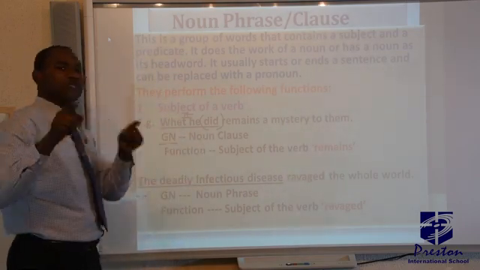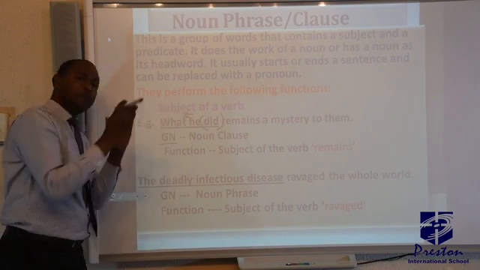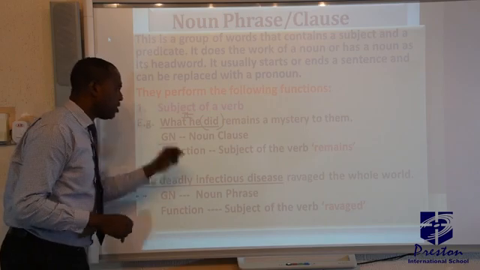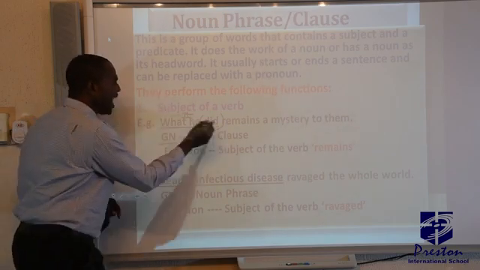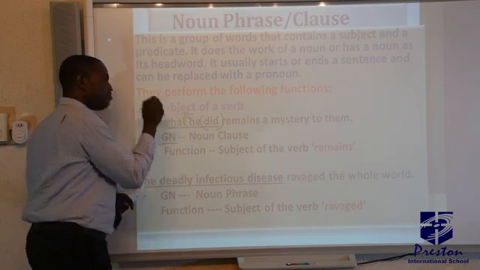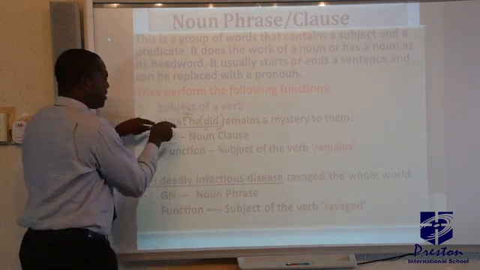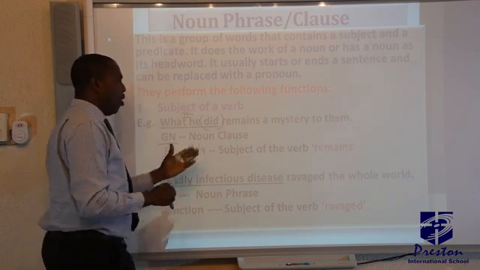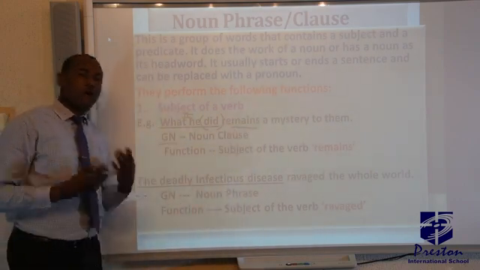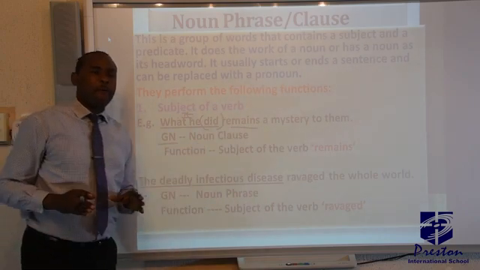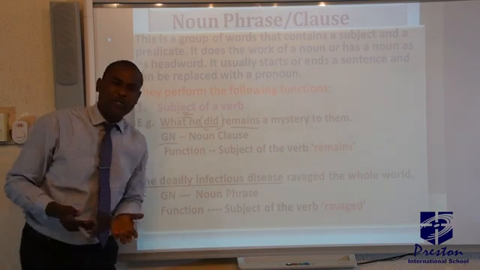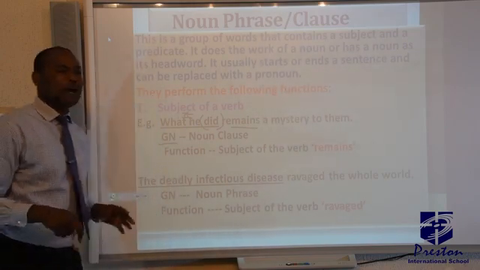Function: subject of the verb remains. It is functioning as subject because of the position. If you look at the position it occupies, as subject, something, it remains. So the action here is performed by this, and this is the verb. This acts on the verb, so that makes it the subject of the verb.